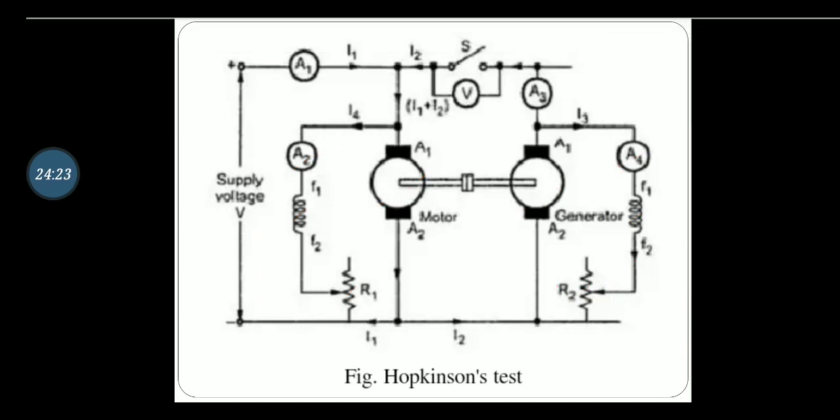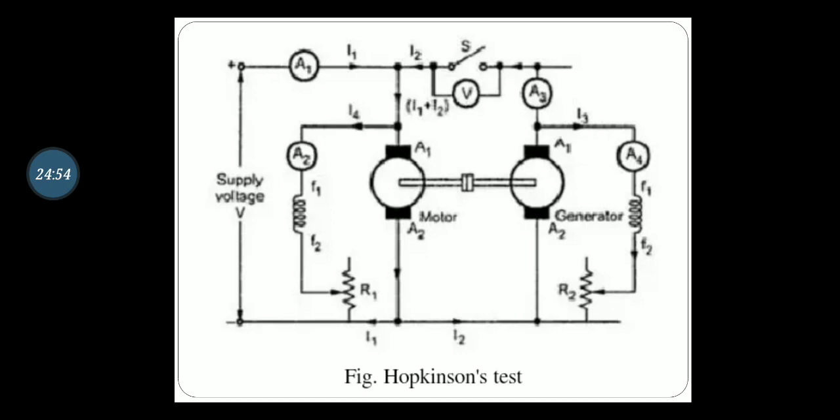And one more thing, a switch is provided, that is S. A voltmeter is connected across the two terminals of the switch, and ammeter A1 is used in order to measure the supply current. Similarly, the supply voltage is given, which is 230 volt DC.